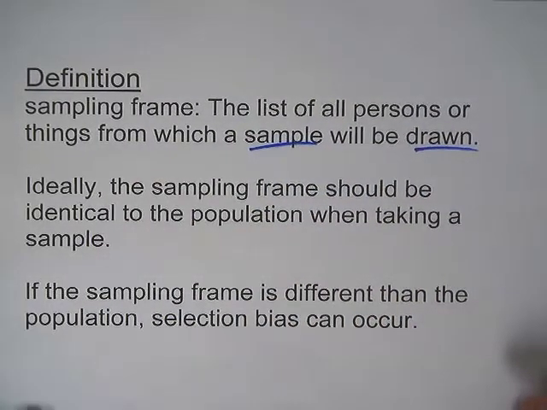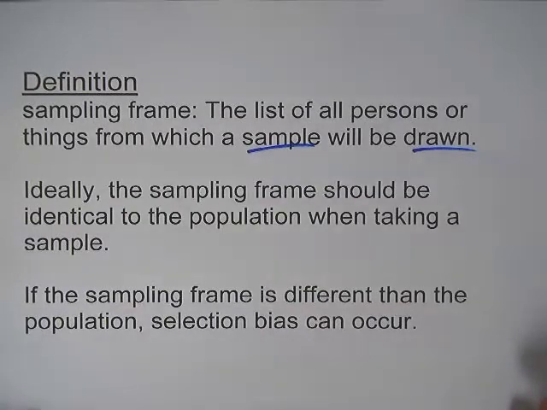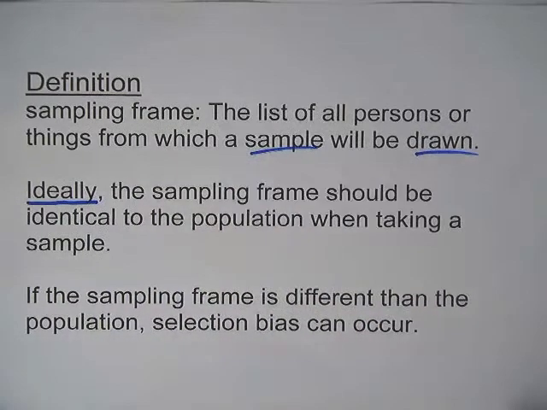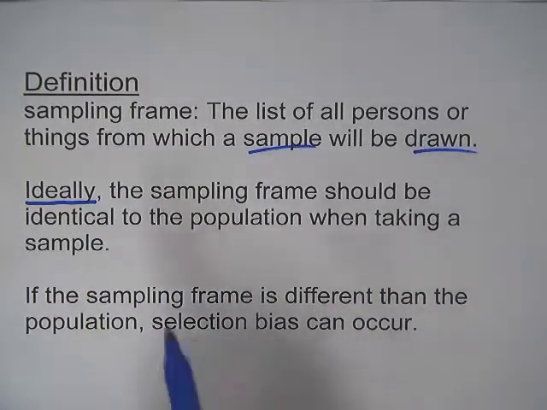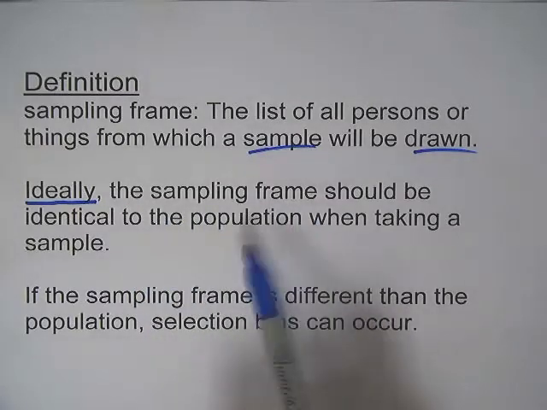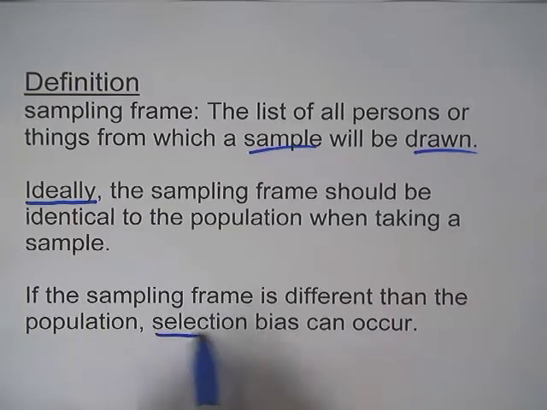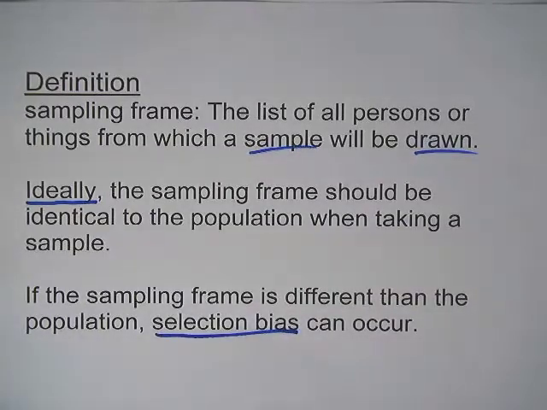Ideally, the sampling frame should be identical to the population when taking a sample. Okay, so the key word here is ideally. In this tutorial, we're going to talk about what happens if the sampling frame is different than the population. If it is different, selection bias can occur. And remember that selection bias is a type of bias that occurs when some groups in the population are left out of the process of choosing the sample.